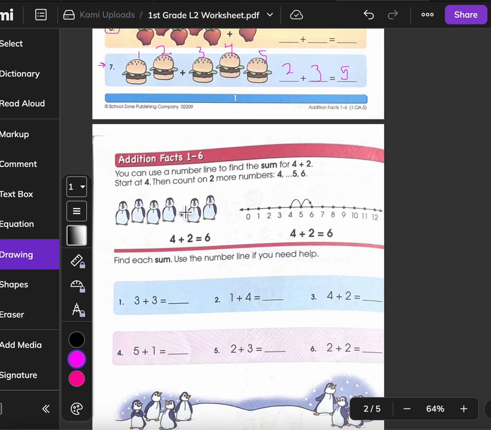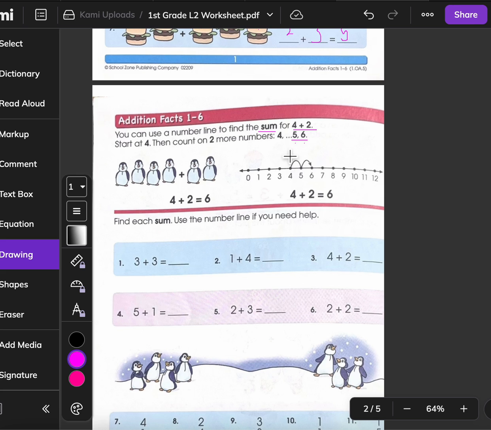So these are addition facts where we find the sum. Let's look at the example. You can use a number line to find the sum for 4 plus 2. So start at 4, then count on 2 more numbers. 4, 5, 6. So 4 plus 2, so you added 2 more numbers from 4. And you can use the number line for this.